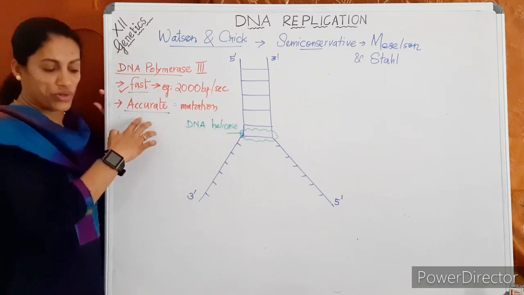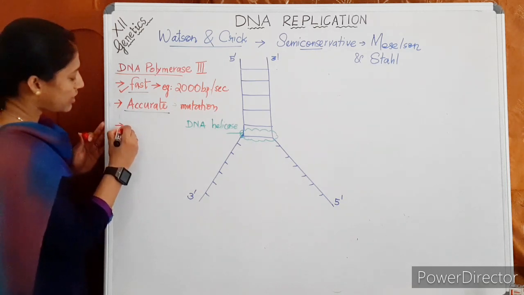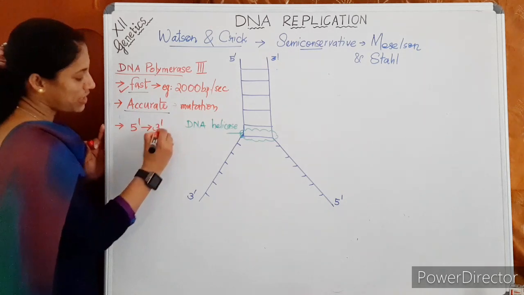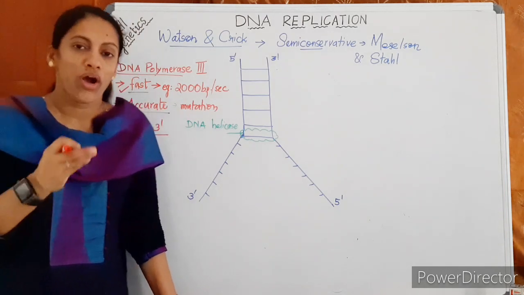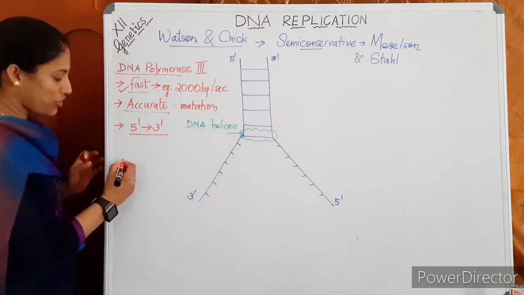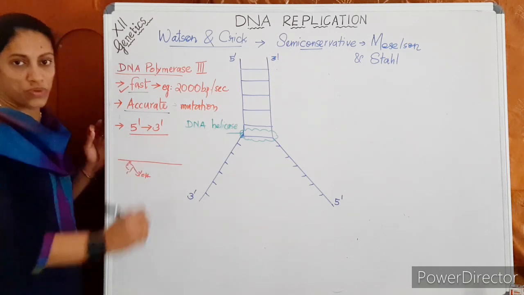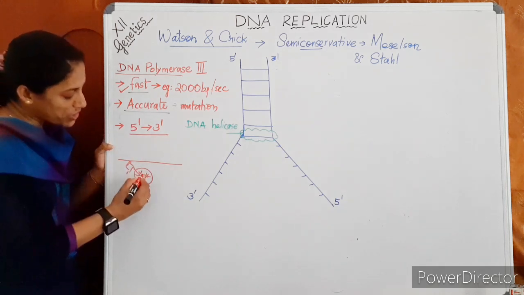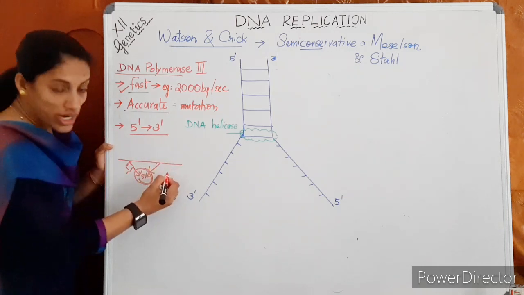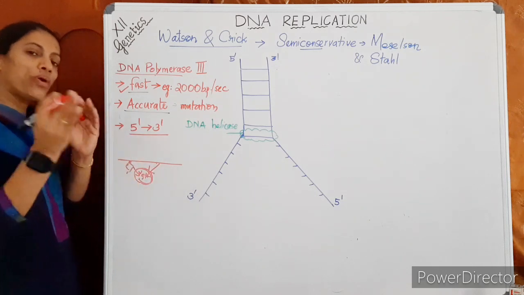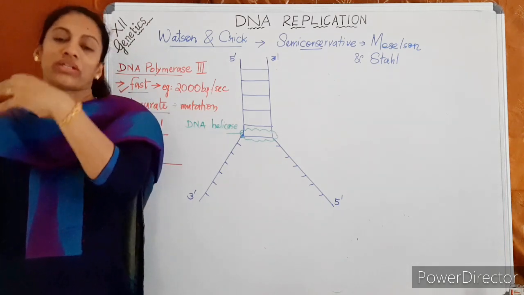So fast, accurate, and another important feature of the enzyme is that it always acts in 5 prime to 3 prime direction. It can do the catalytic activity only in 5 prime to 3 prime direction. In the DNA strand, you know there is the sugar present, and the 3 prime OH, the third carbon OH, is exposed. Only to the third carbon OH group can the next nucleotide be attached. Likewise, only to the free end, the 3 prime end, towards that side only, can new nucleotides be attached.